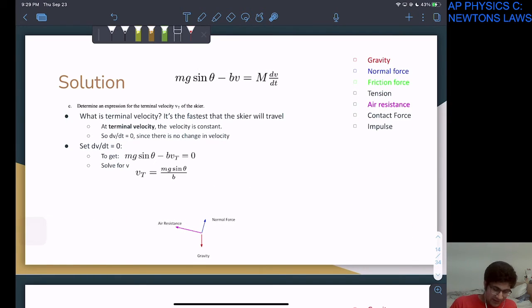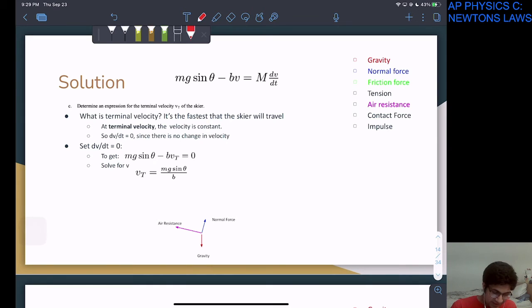And once we figured this out, now the next part of the question is determine an expression for the terminal velocity. So what is the terminal velocity? It's the fastest a skier can ever travel. And at terminal velocity, your velocity is not changing. It's terminal. It doesn't change at all. And this means that the acceleration is going to be 0, because acceleration is the change in velocity.